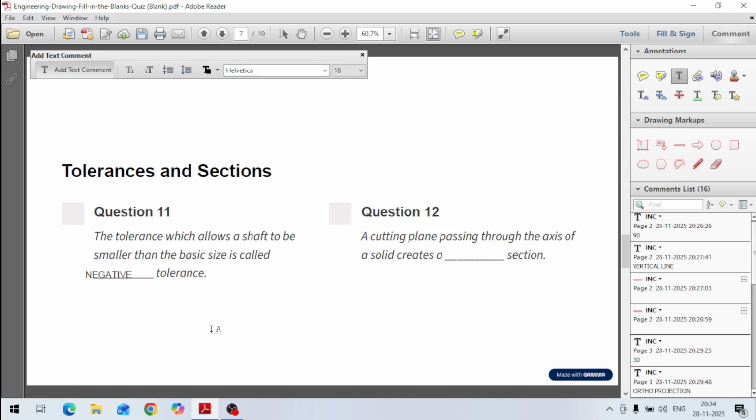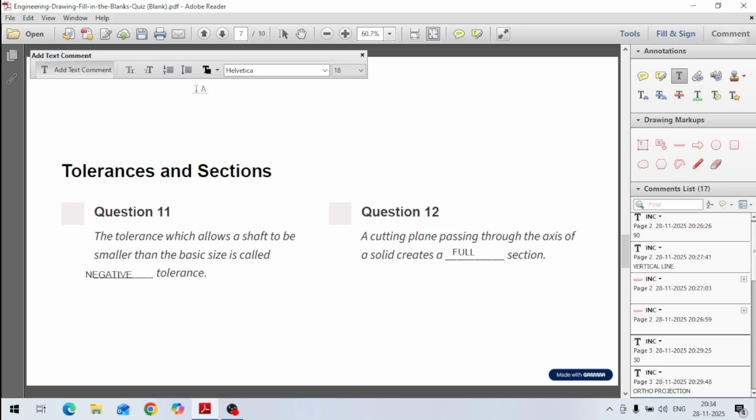Negative tolerance, or we may also call it lower deviation or lower tolerance. Okay. Next is cutting plane passing through the axis of a solid. If a cutting plane is passing through the axis, it creates a full section. Cutting plane will also create a full section.